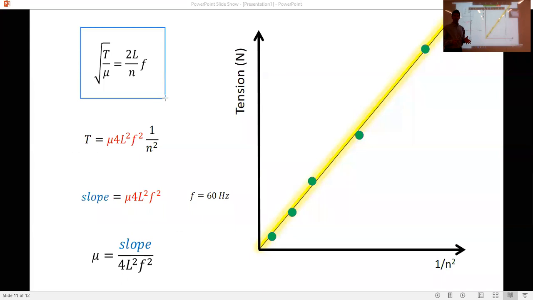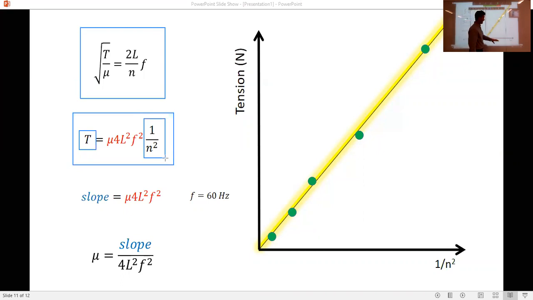Okay, so let me rewrite this equation, and I'm going to change it just a little bit so that tension becomes a function of 1 over n squared. So now our new equation looks like this. Notice we have tension on the left side, and 1 over n squared on the right side. And if we graph tension as a function of 1 over n squared, tension on the y-axis, 1 over n squared on the x-axis, okay? Mu times 4 times L squared times F squared.